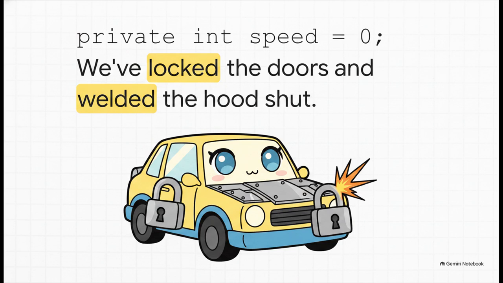We simply add the word private right in front of our integer. Private int speed = 0. And that's it. Our state is now fully protected. We've essentially rolled up the windows, locked the doors, and welded the hood shut. Outside classes can no longer reach in and touch mycar.speed directly.